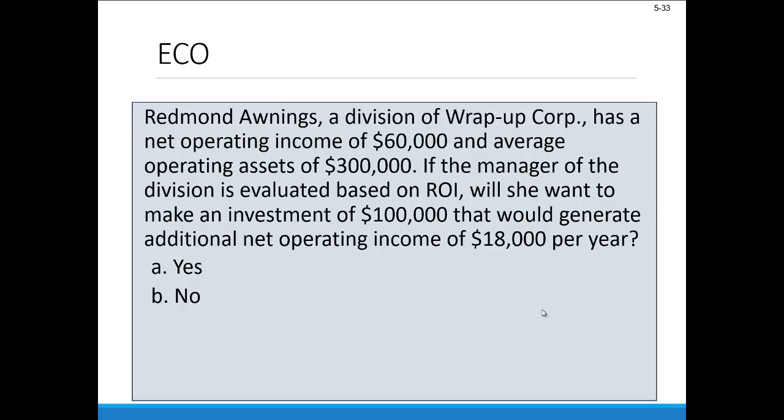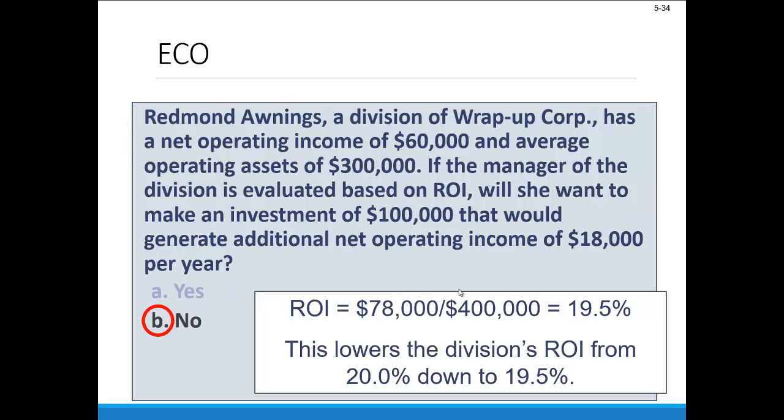Redmond Awnings, a division of Wrap-Up Corp., has a net operating income of $60,000 and average operating assets of $300,000. If the manager of the division is evaluated based on ROI, will she want to make an investment of $100,000 that would generate additional net income of $18,000 per year? So pause this, work through that scenario, and then come back to check your answer. So the answer there is no.